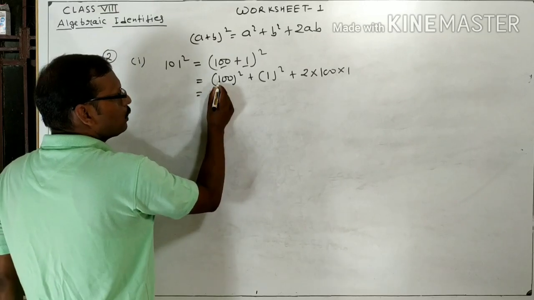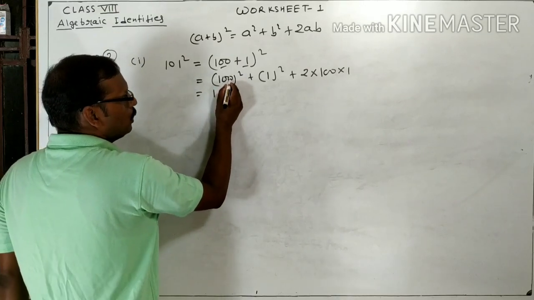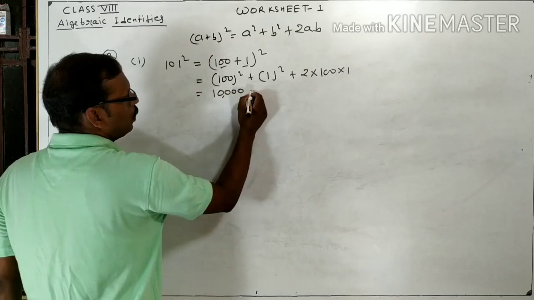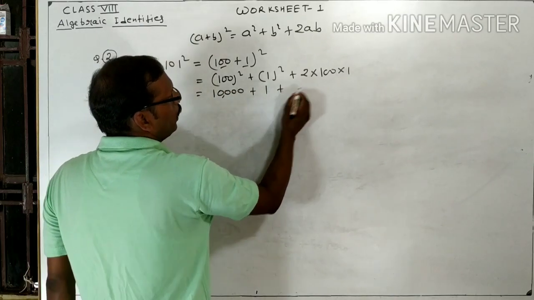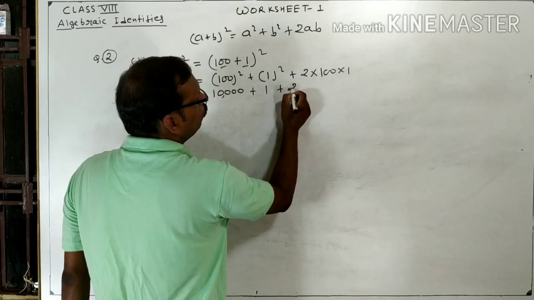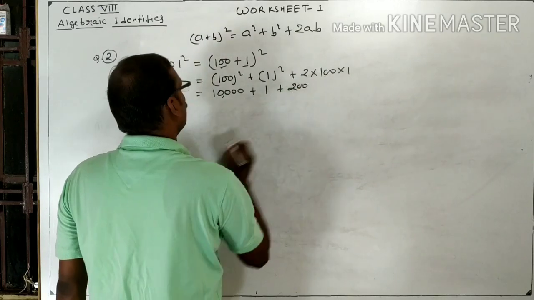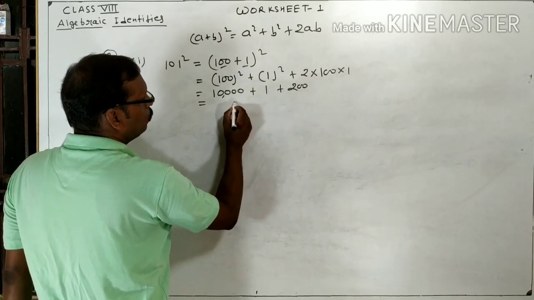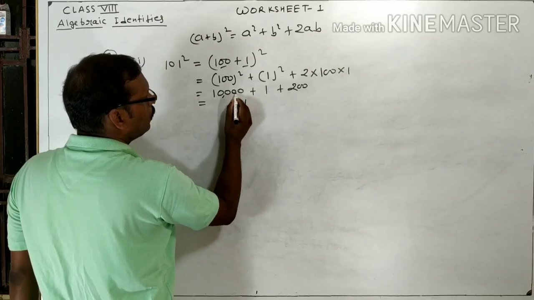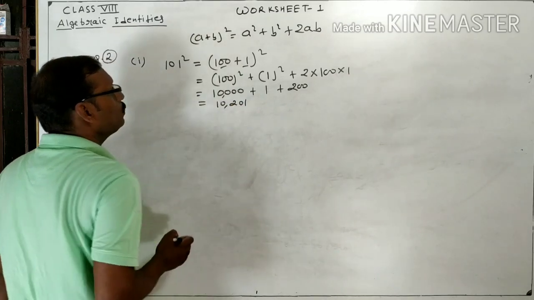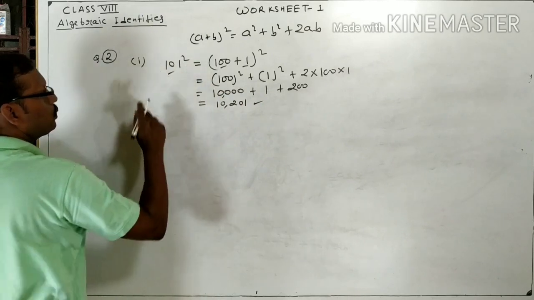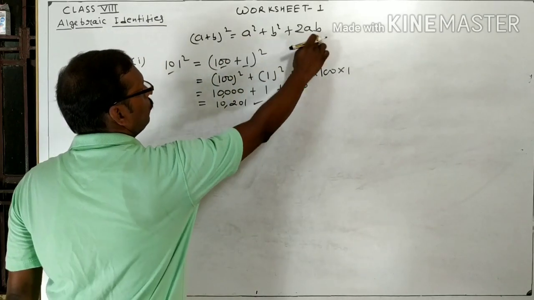100 square, and 1 square is 1. The square of double zero, we put four zeros after it, so it is 10,000. 1 square is 1, and 2 1 ja 2, 2 1 ja 2, put 20 after 2: 200. Now add these: 200, 201, and 10,201. So this is the required answer by using IT1.